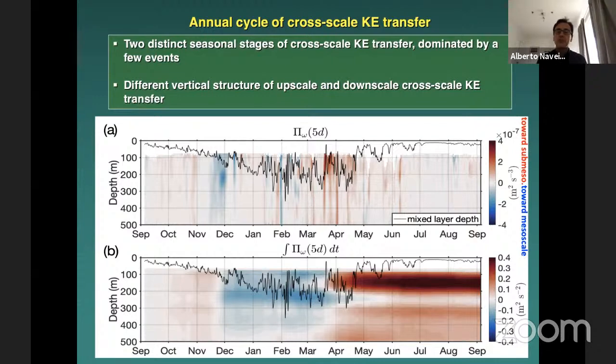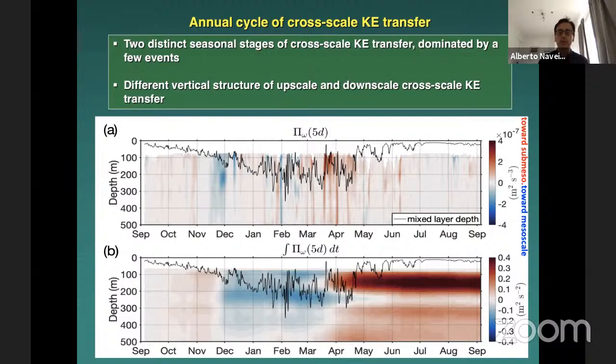So in other words, there seems to be a pattern of two seasonal stages of kinetic energy transfers. In winter, the energy goes towards mesoscales, and in spring, it goes the other way. It goes towards submesoscales. And just to emphasize this pattern, the bottom panel shows the kinetic energy transfers integrated in time, so there's a cumulative integral in time. So you can see that the winter is characterized by blues. This is how a few events of kinetic energy transfer build up that blue signal. And after March or April in spring, there's a tendency towards reds. So the flux goes the other way towards submesoscales.